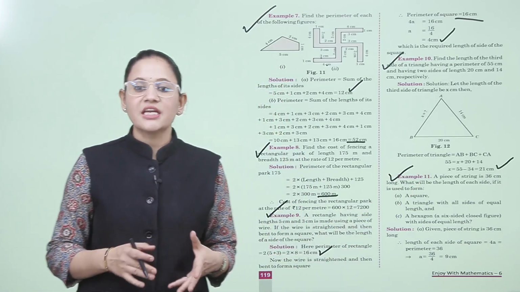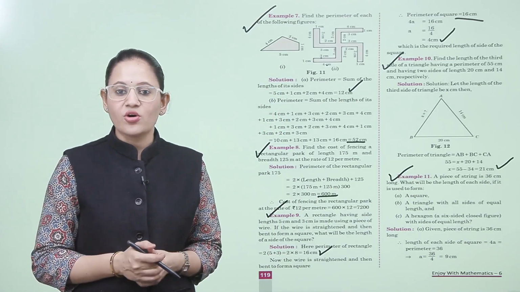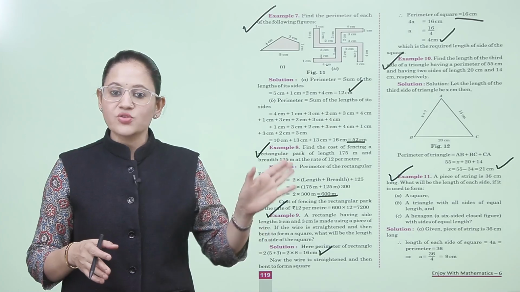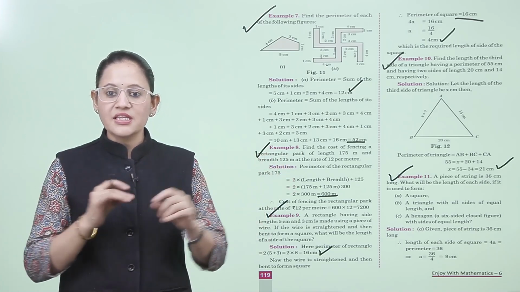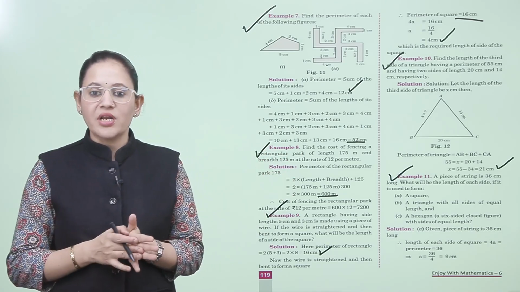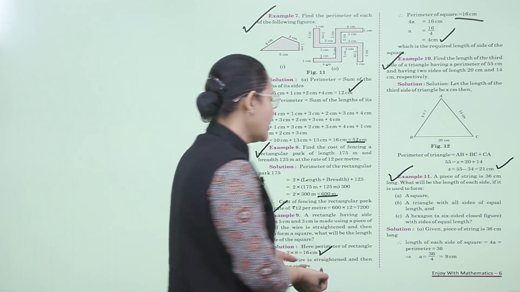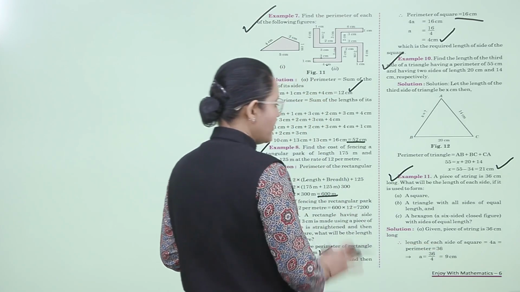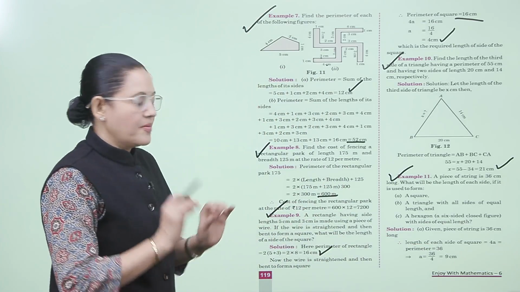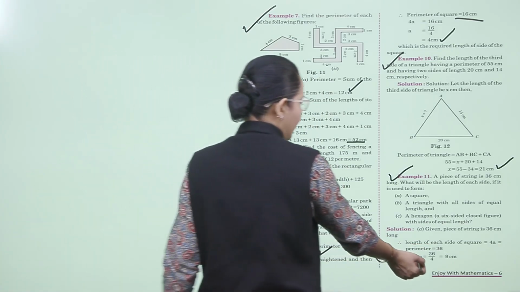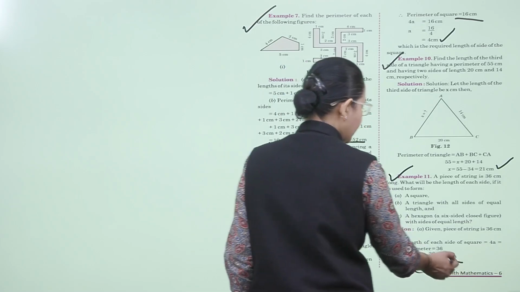Now we'll take example 11. A piece of string is 36 centimeter long. What will be the length of each side if it is used to form a square? So the piece of string is 36 centimeter long and we are making a square out of it. So the perimeter of the square is 36, because we are making the square using the same string. So each side would be 36 upon 4, 9 centimeter.